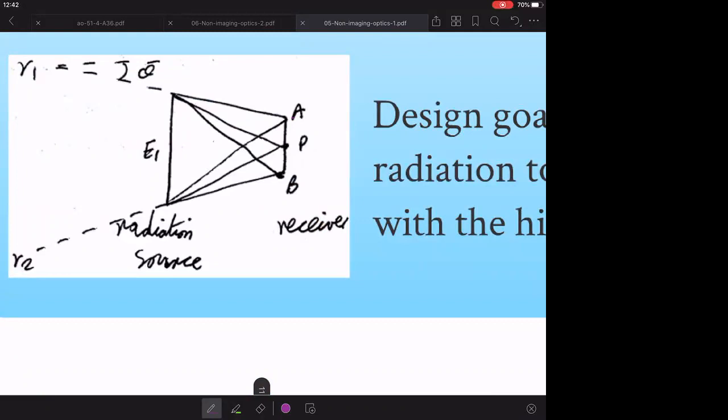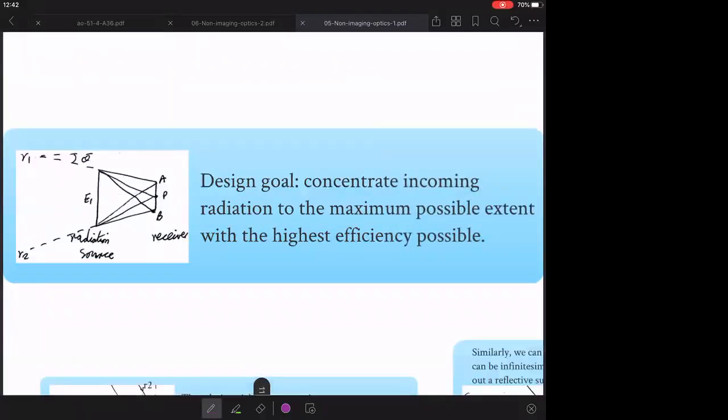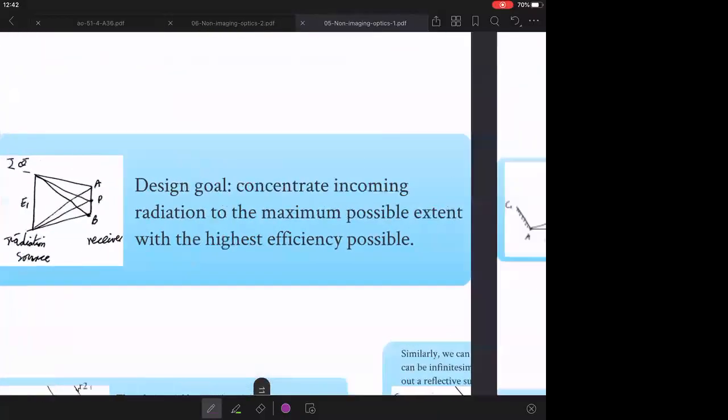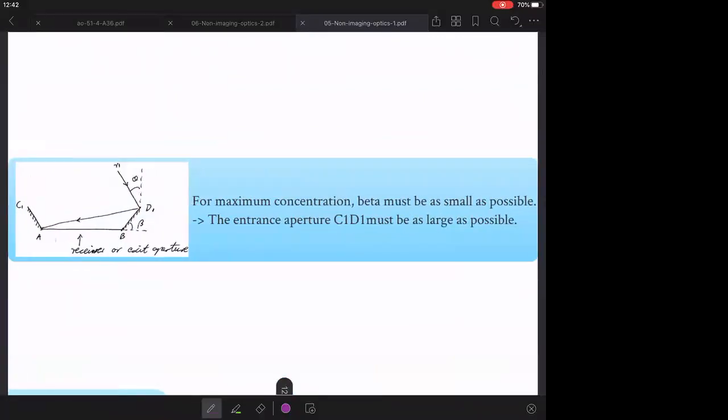So, of course, I can draw the rays of light coming from this radiation source and do something in between such that I collect the light. Okay, so that's again the goal. Now, what are we going to do? Now I'm going to flip it 90 degrees. So we want to increase the concentration factor.